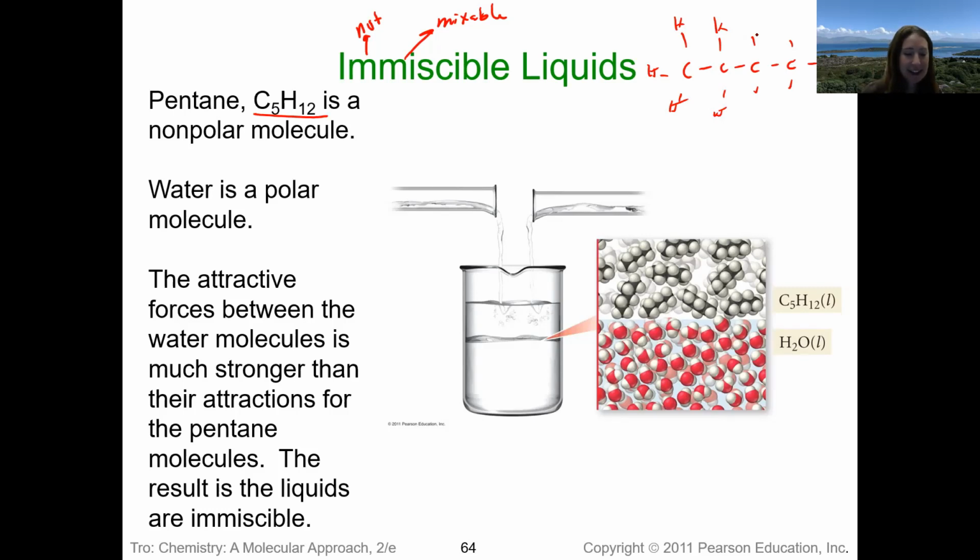So pentane is non-polar. Remember, only C's and H's is always non-polar. Water, of course, is polar because it can hydrogen bond. So when you put water in pentane, they don't mix because the attractive forces in water are stronger than the attractive forces of the pentane. So the water molecules all clump together and the pentane molecules all clump together and therefore they don't mix.